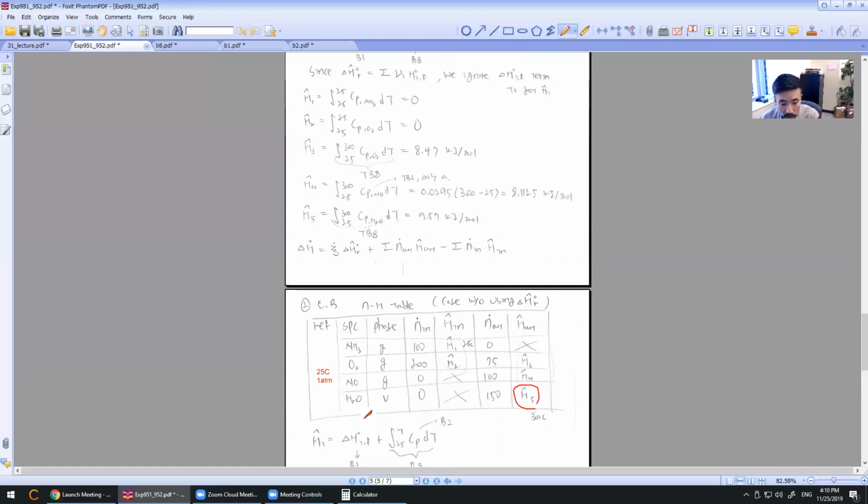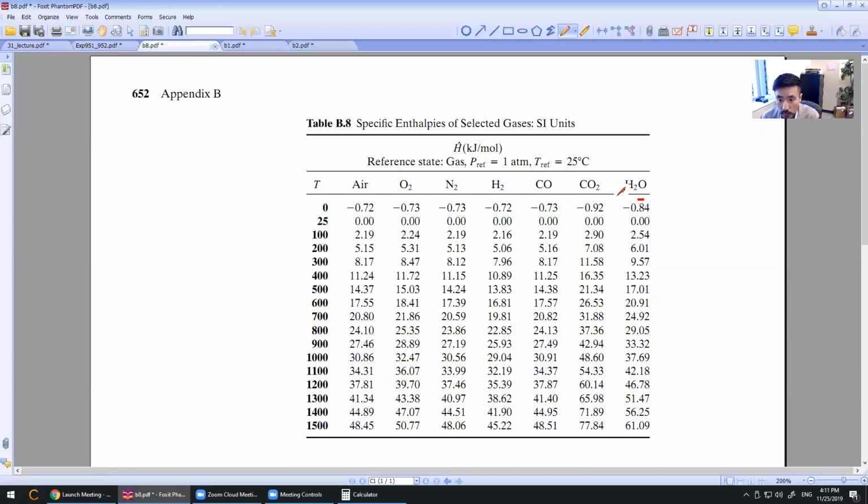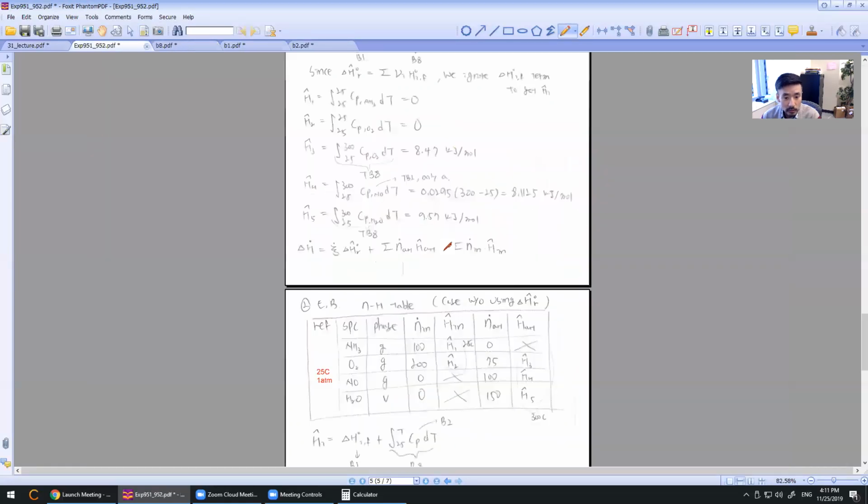Lastly, H5 is about the water, right? And again, we don't need to worry about heat of formation since we're going to use heat of reaction. So H5 is going to be the integral from 25 to 300 of CP water dT, and this is a special molecule that we can find in table B8. So if you look at table B8, water at 300, we have 9.57. So here, 9.57. So we complete.